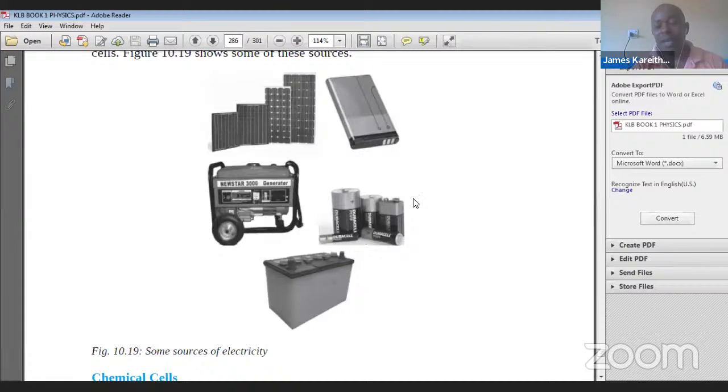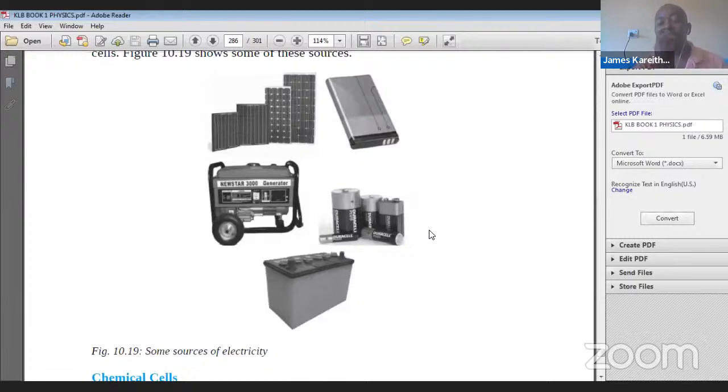The Duracell dry cells that you can see are normally of two types. One is rechargeable, the other one is not rechargeable. The rechargeable one is the one we use for the microphone. I am sure most of you have interacted with that.